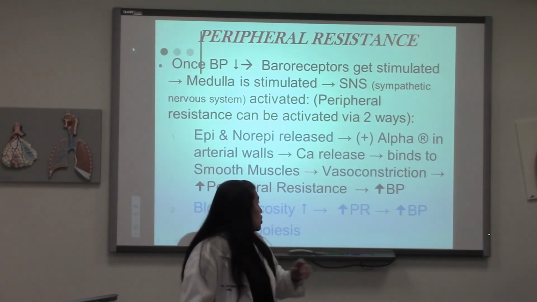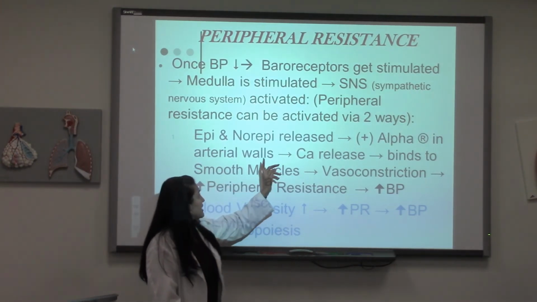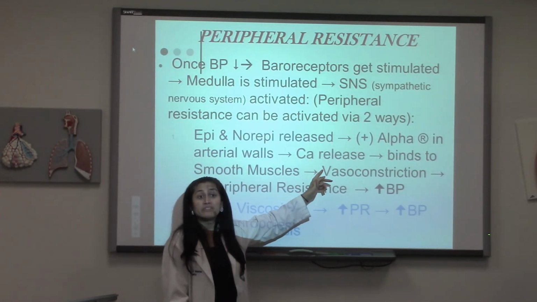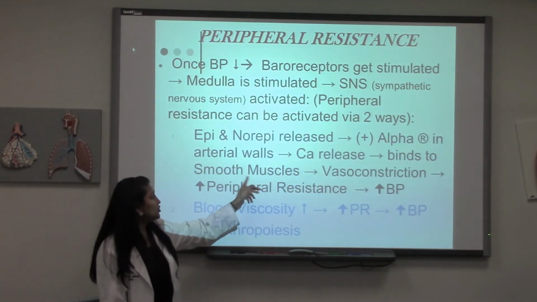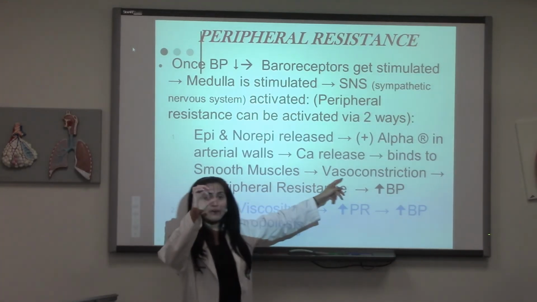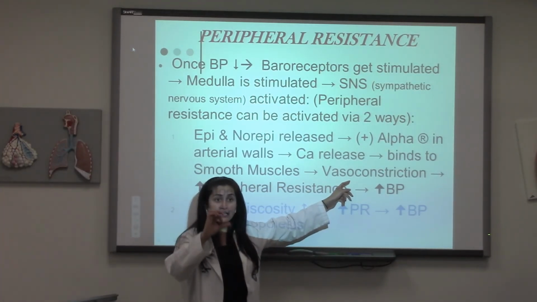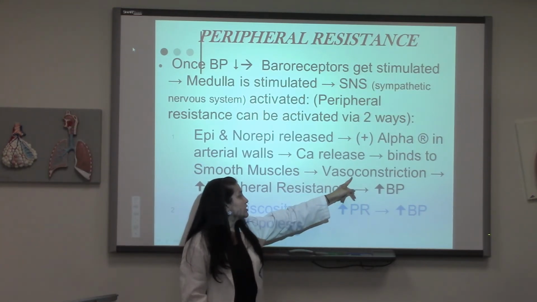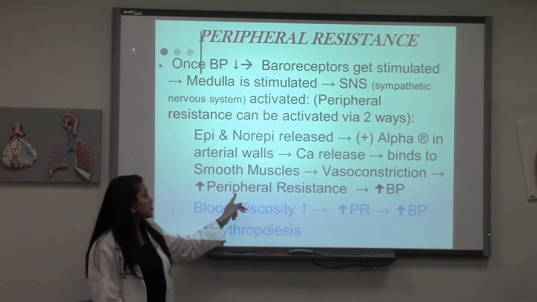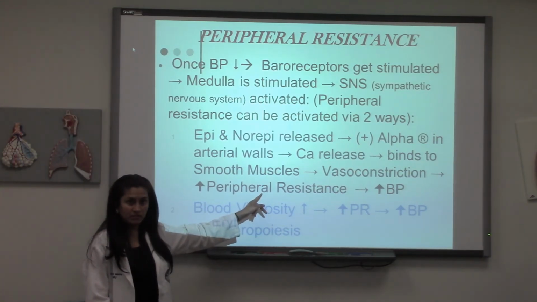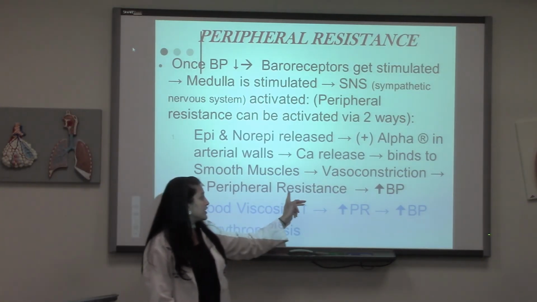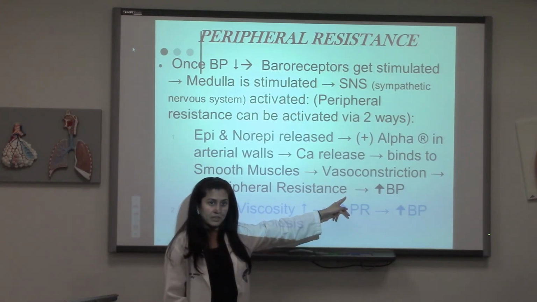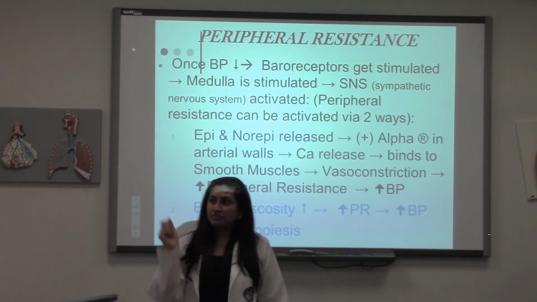So, by activating your alpha receptors in your arterial walls, you cause calcium to be released. Calcium will bind to your smooth muscle, causing it to vasoconstrict because you just basically caused your smooth muscle to contract. So vasoconstriction leads to an increase in peripheral resistance. Okay? And if there's an increase in peripheral resistance, there's an increase in blood pressure. Okay? Imagine the freeway.